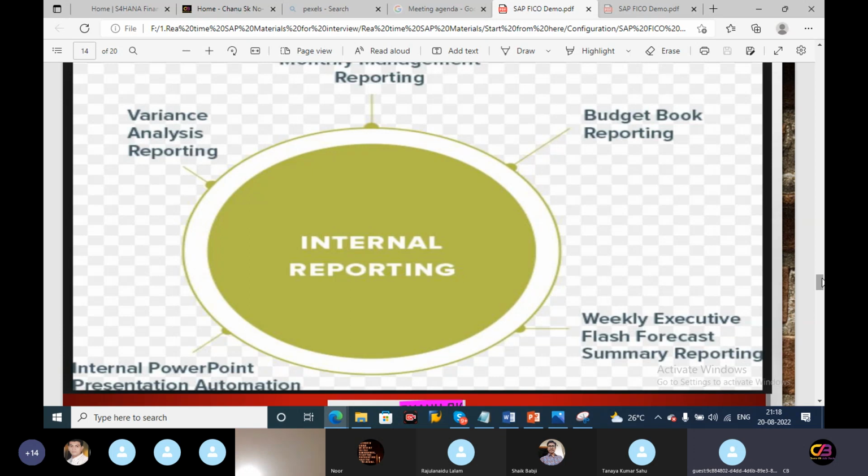So these investigations are very much important for every business. That is the reason SAP CO completely depends upon three factors. One is budget, the second is actuals, and the third is variance analysis. These are all important for every company.